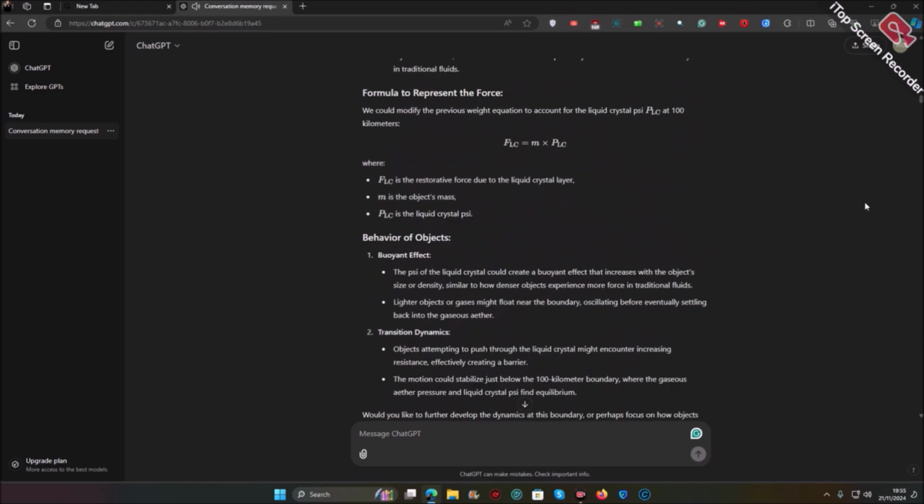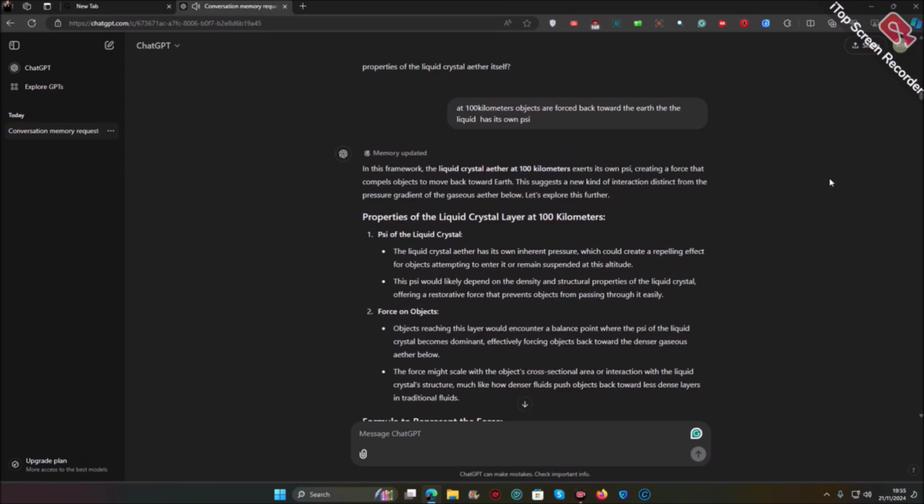In this framework, the liquid crystal ether at 100 kilometers exerts its own psi, creating a force that compels objects to move back toward Earth. This suggests a new kind of interaction distinct from the pressure gradient of the gaseous ether below. Let's explore this further.